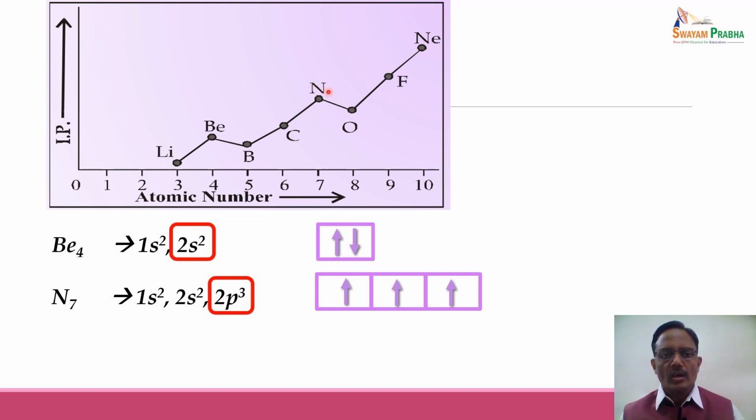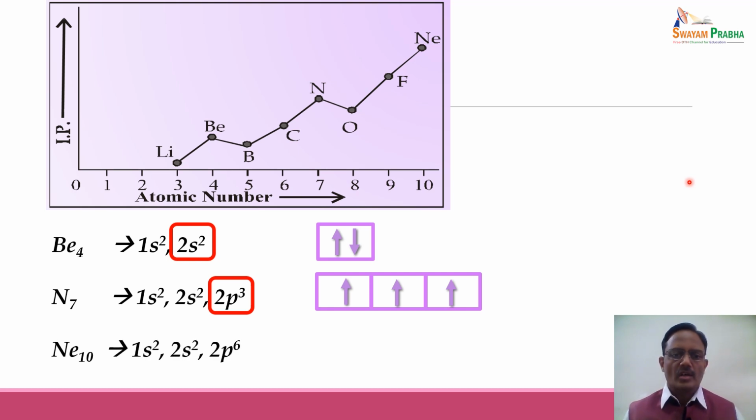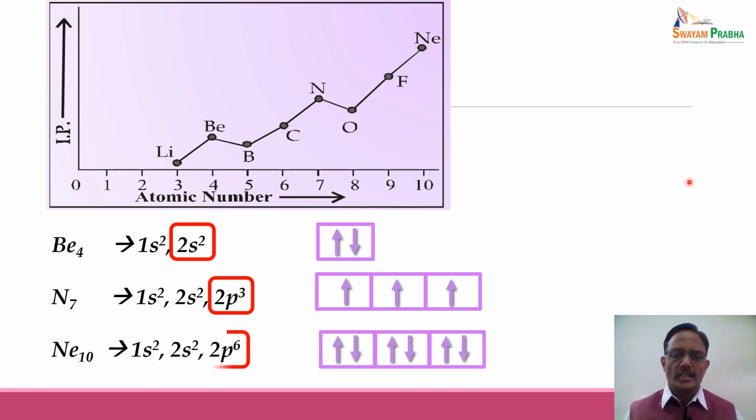So if we observe these two carefully, as compared to boron, beryllium requires more energy. As compared to oxygen, nitrogen requires more energy to remove the outermost electron. And neon has a configuration 1s2, 2s2, 2p6. Again the 2p6 configuration is an extra stable configuration with symmetrical distribution of the electrons, and hence neon has a very high ionization potential value.